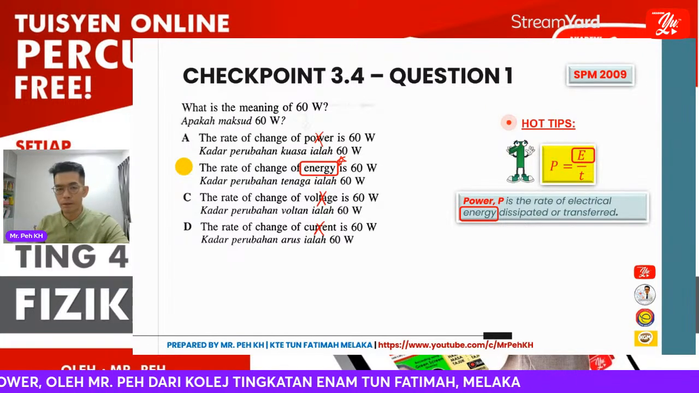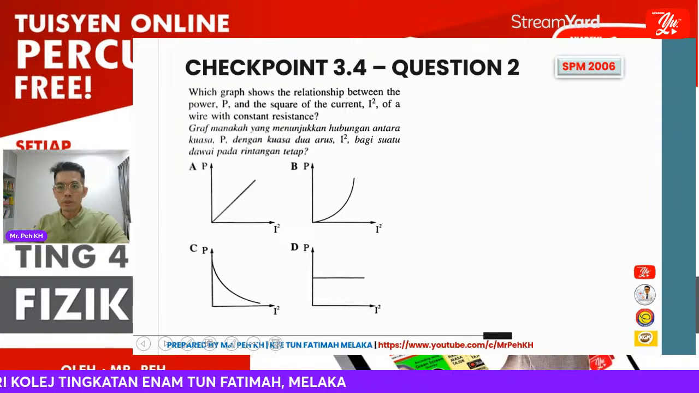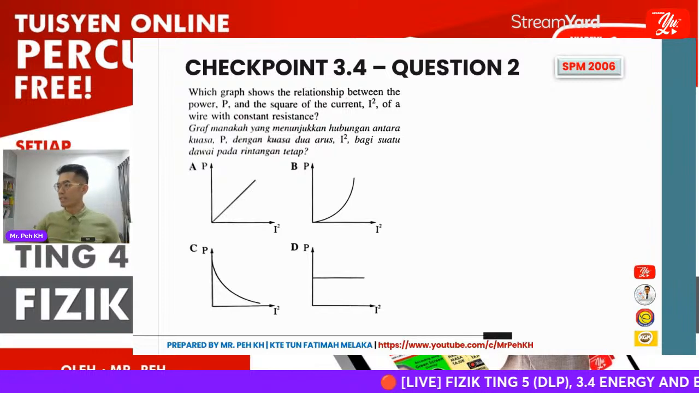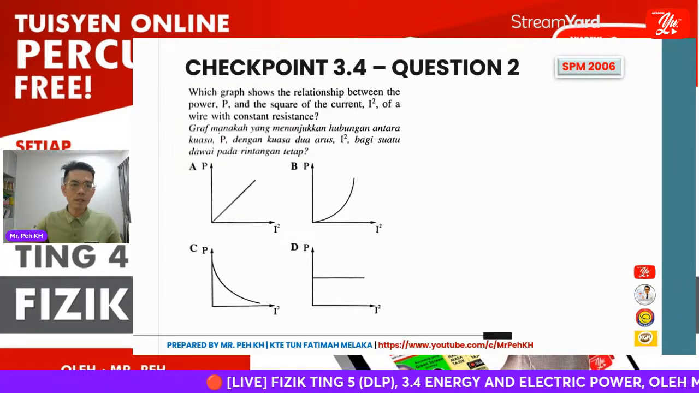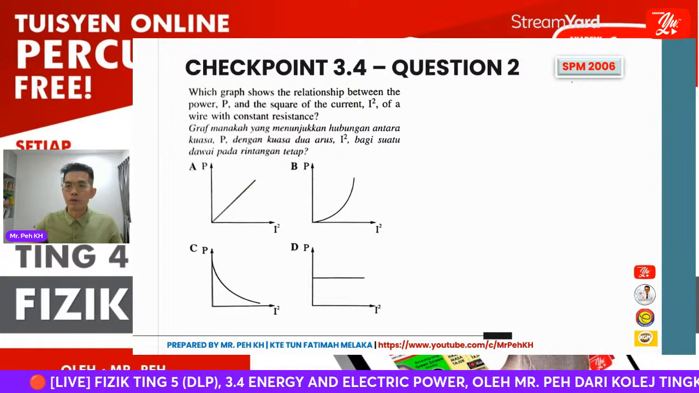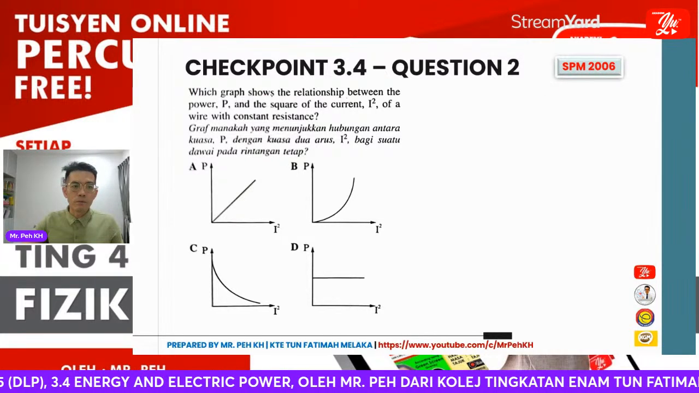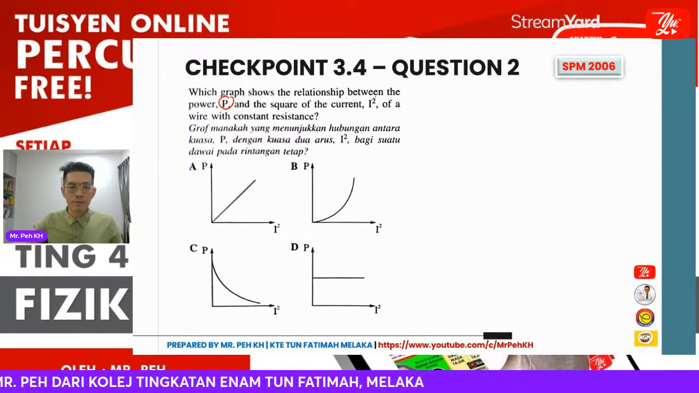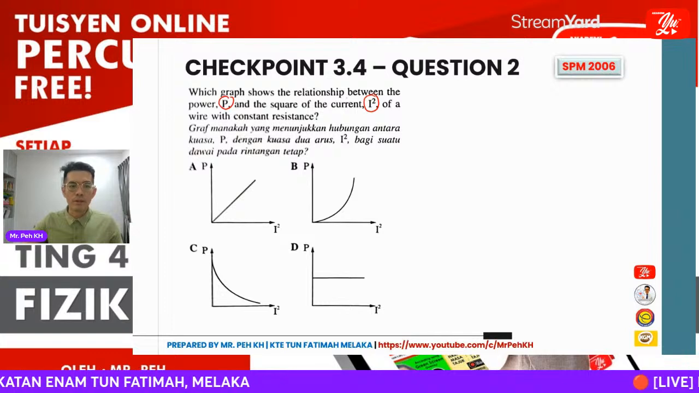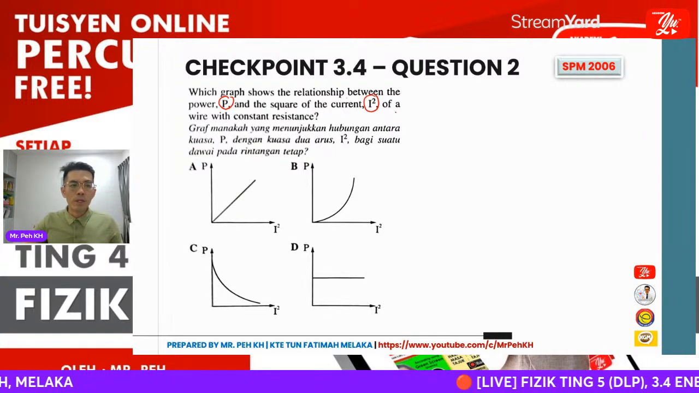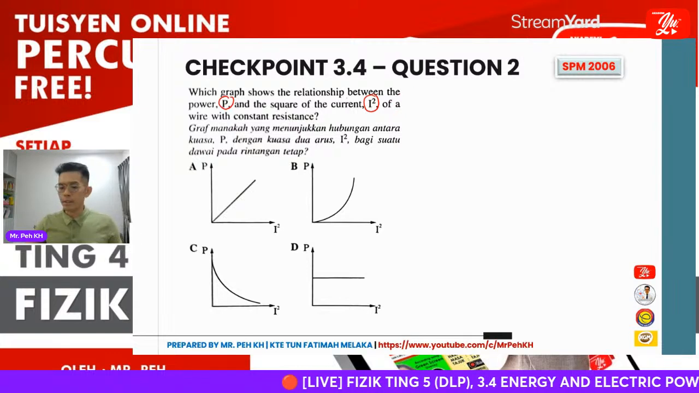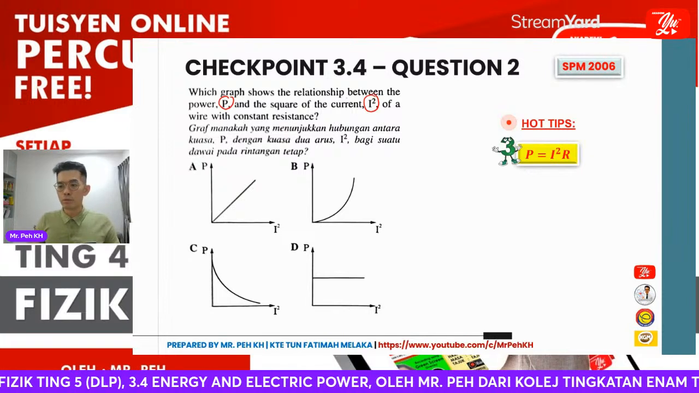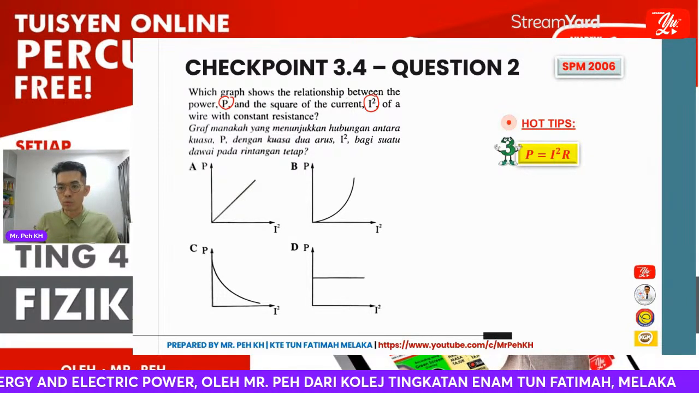For question number 2, you can show me your answer in the chat room, so that I know you understand what I'm teaching here. The question is from SPM 2006. Which graph shows the relationship between the power and the square of the current of a wire with constant resistance? The tip here is the third formula we learned through Learning Center 3, where P equal to I squared R.